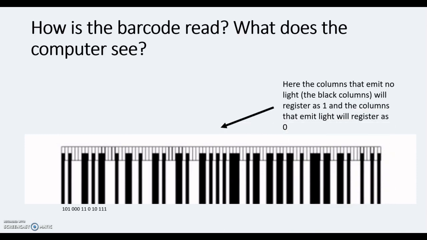Now, here the columns will emit no light, as we said, so they will be ones, and the ones that emit lots of light will register as 0.